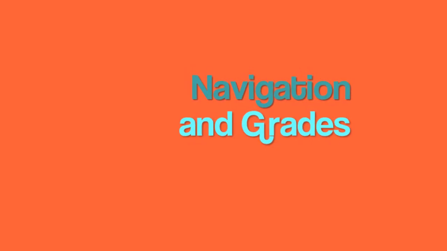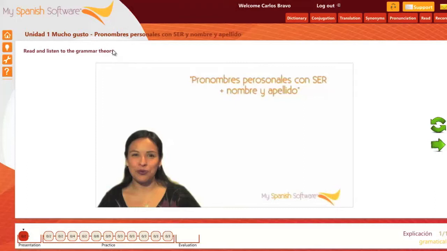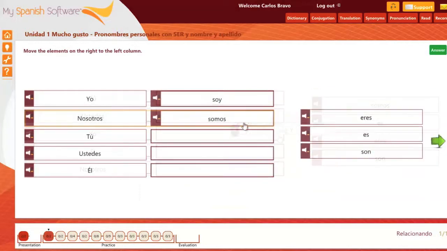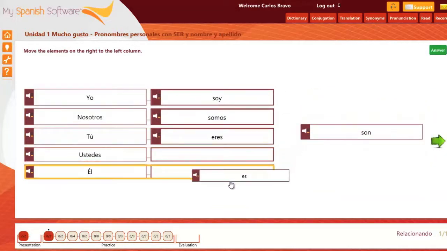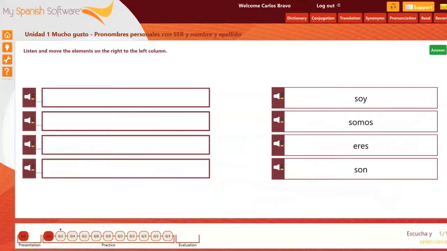Navigation and grades. Upon starting an activity, read the instructions and complete the activity accordingly. When you complete an activity, you will see how many points you have received. You may redo the activity by clicking the Recycle button, or you may continue on to the next activity.